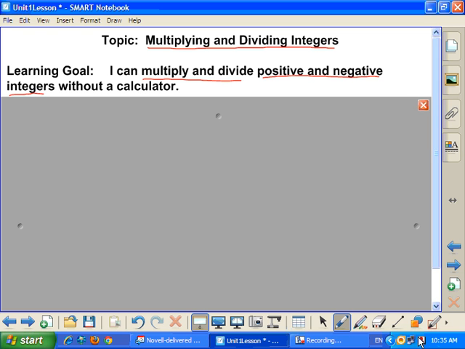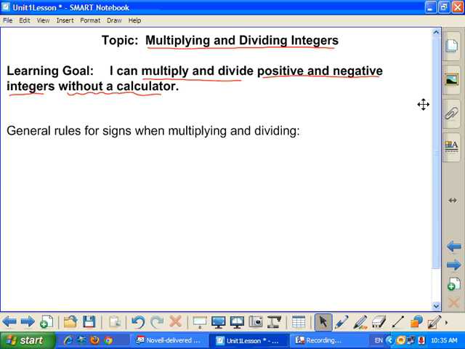And again, I'm going to work without the calculator. You're not being tested, so there's no pressure. If you make a mistake, I'm more worried about the signs, to be quite honest. So, general rules for signs when multiplying and dividing. So, most of you will have the rule memorized, and we're going to stick with it. I just want to make sure we're all on the same page.